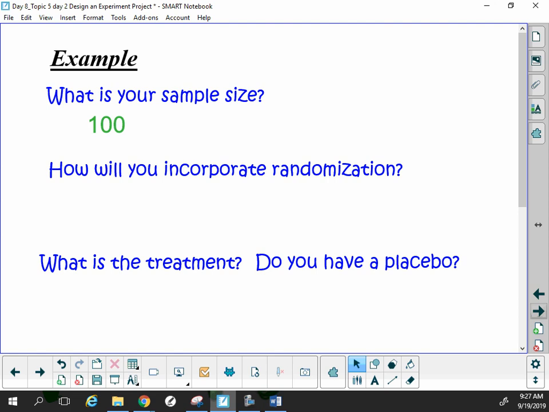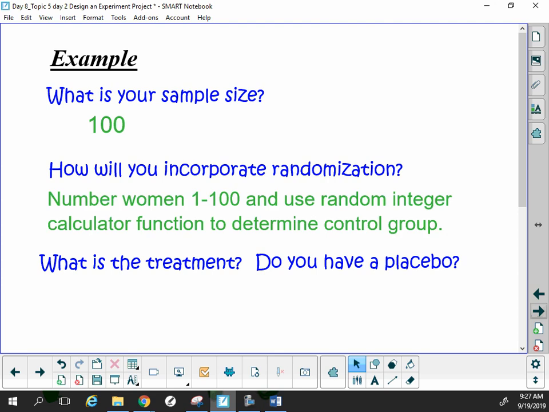How will you incorporate randomization? So guys, remember, I have to have random assignment in order for this to be an experiment. And I told you, human selection is biased. You can't eeny, meeny, miny, moe it or hand pick them, right? So in my case, I'm going to number the women 1 through 100 and then use a random integer calculator function to determine the control group. So I'm going to use that function we used in the calculator like we did with the Gettysburg Address problem. You could put names in a hat. There's all sorts of other things that you can do to randomize your selection.